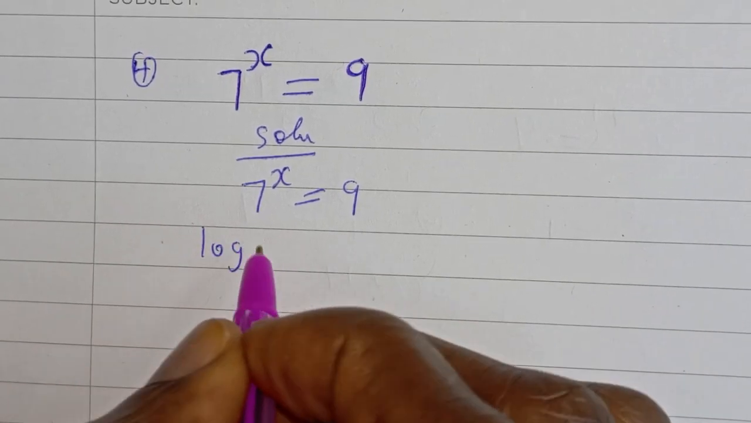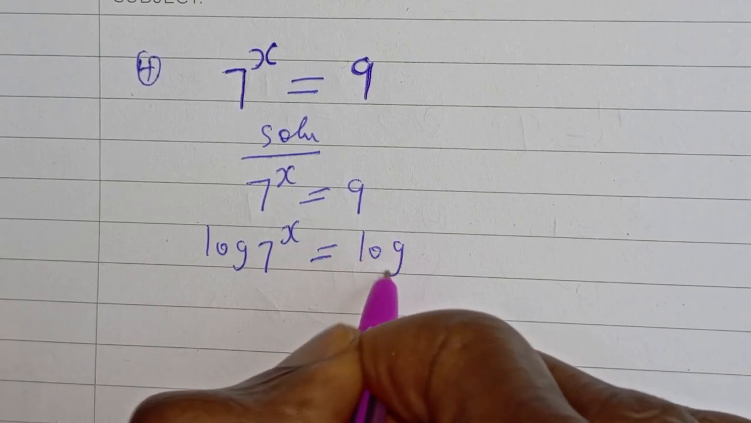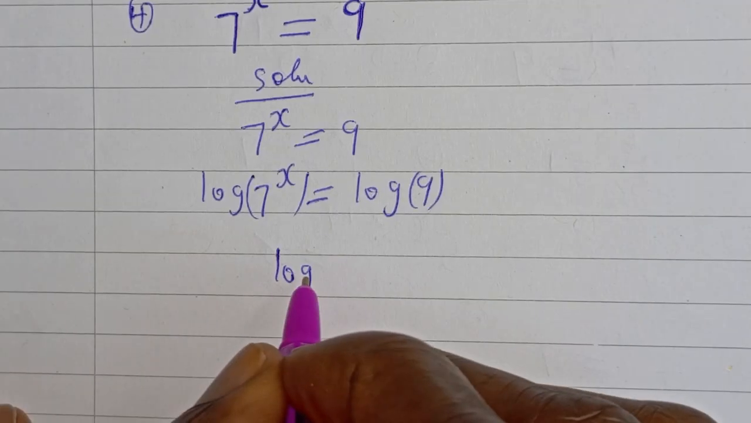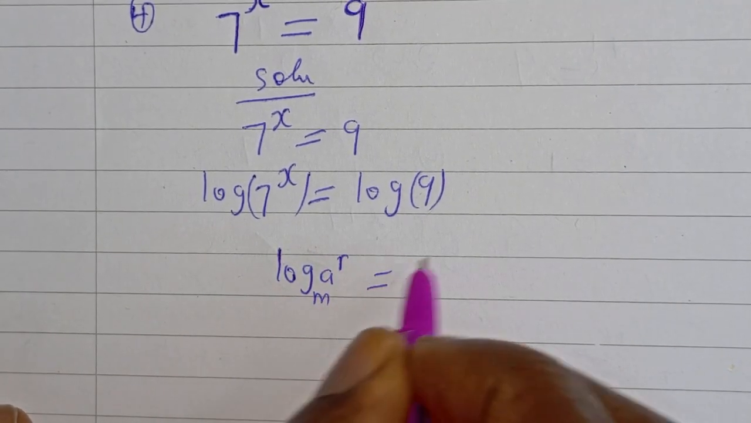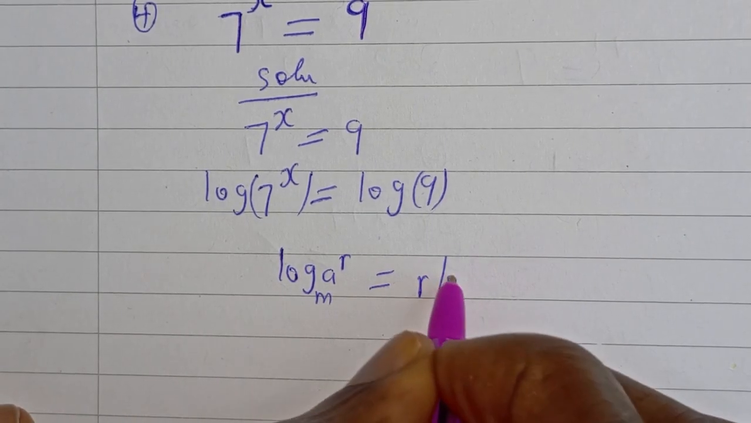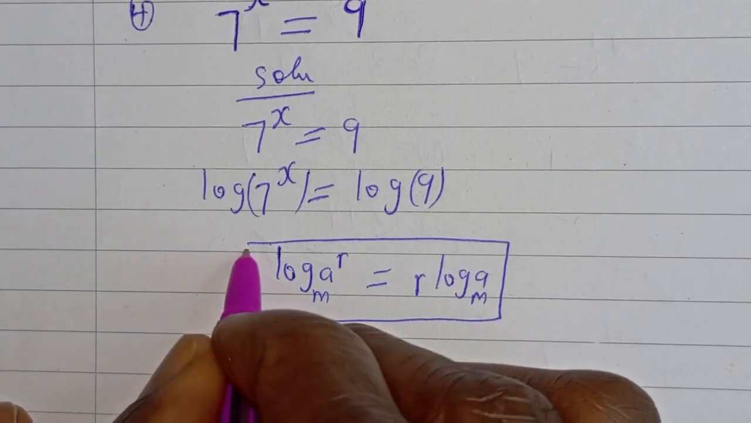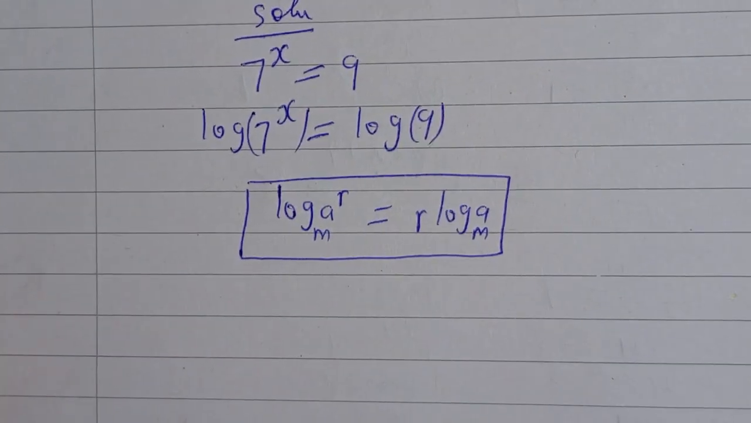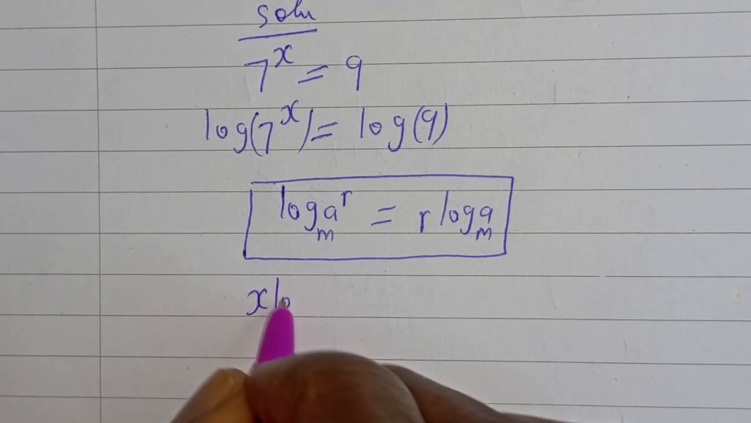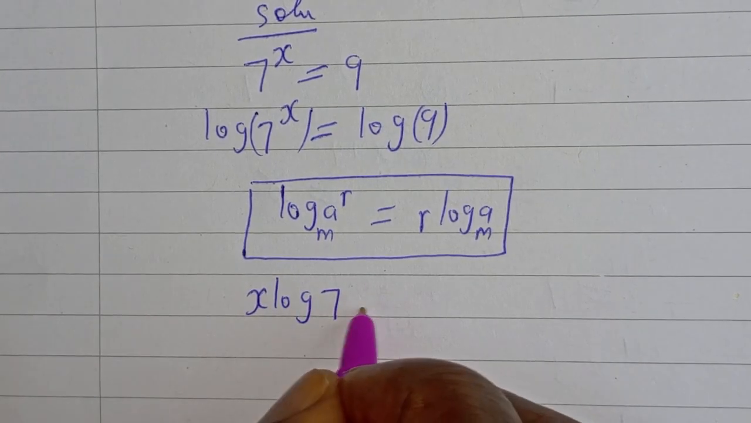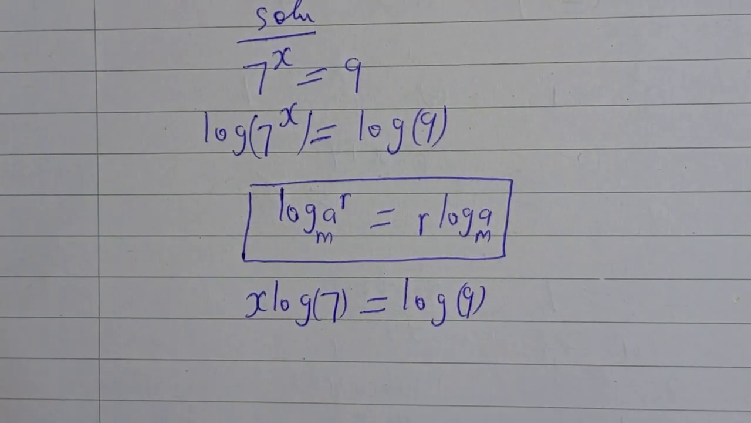Log of 7 raised to power s is equal to log 9. If you have log a raised to power r base m, this is equal to r log a base m. Then this can be written as s log 7 is equal to log 9. Now we are looking for the value of s.